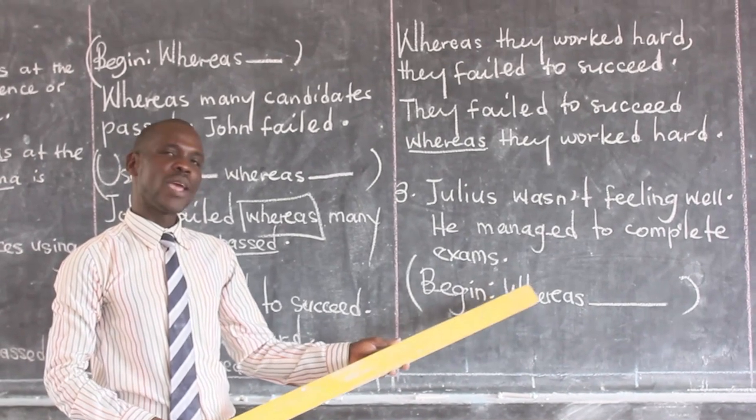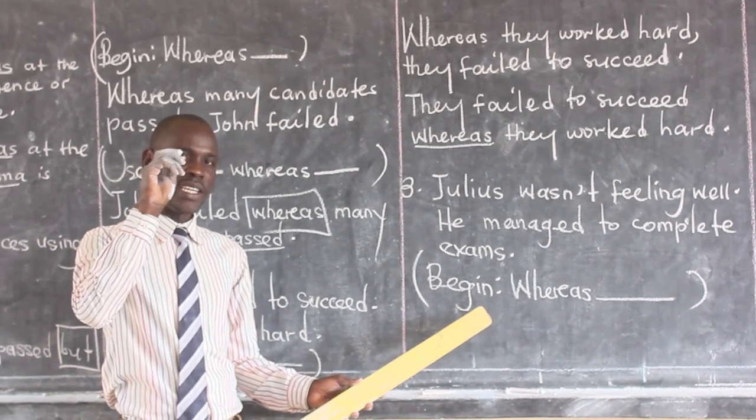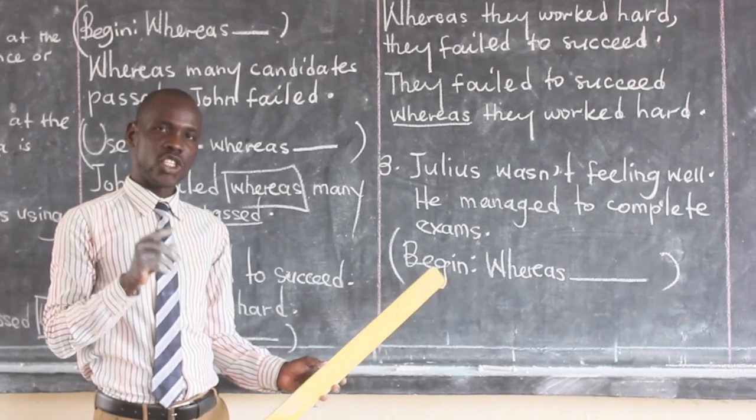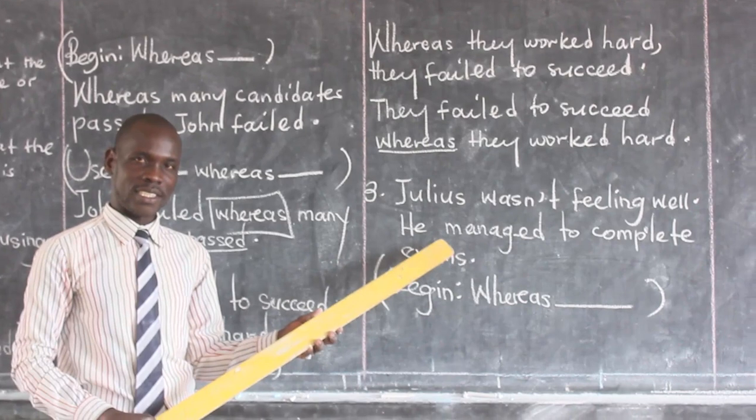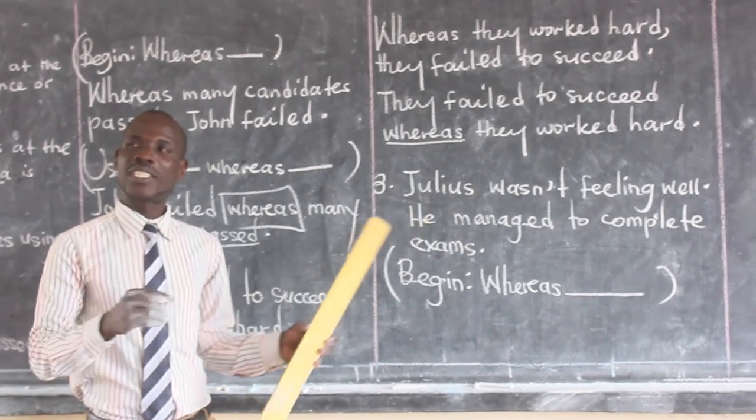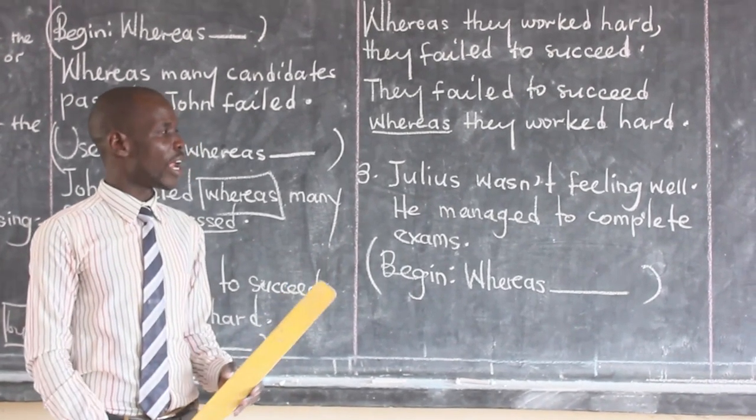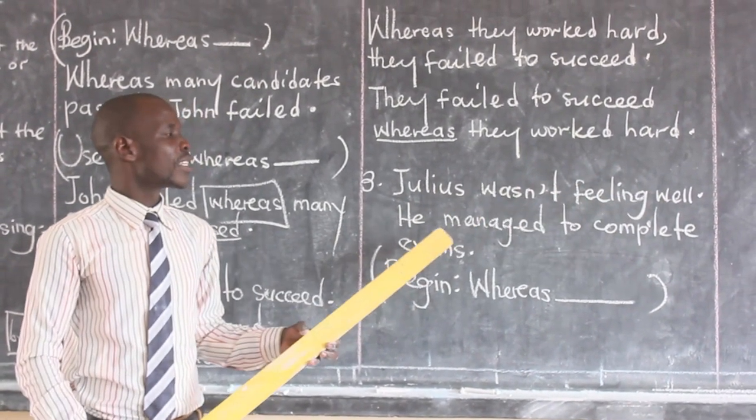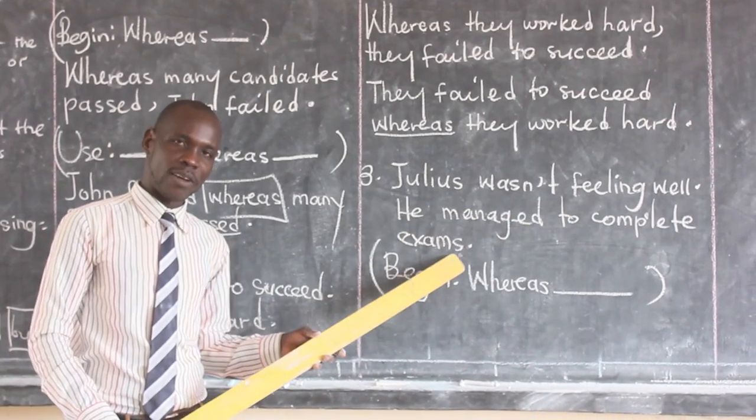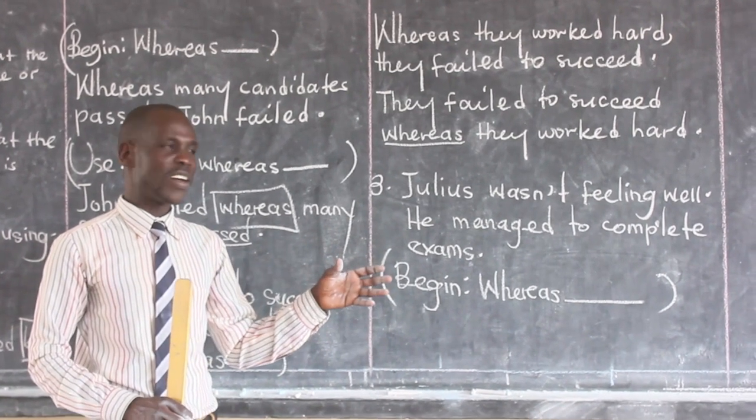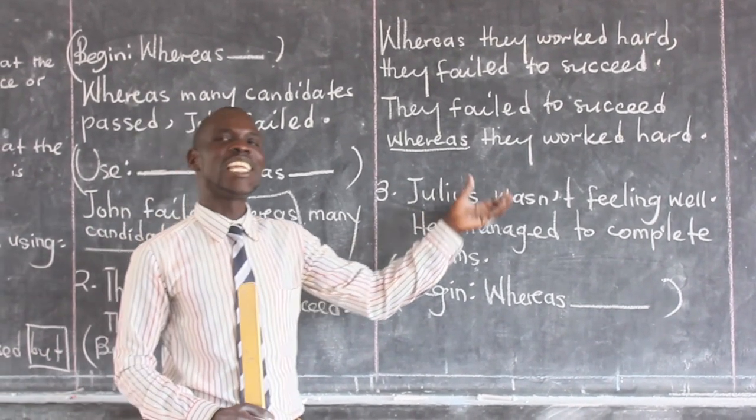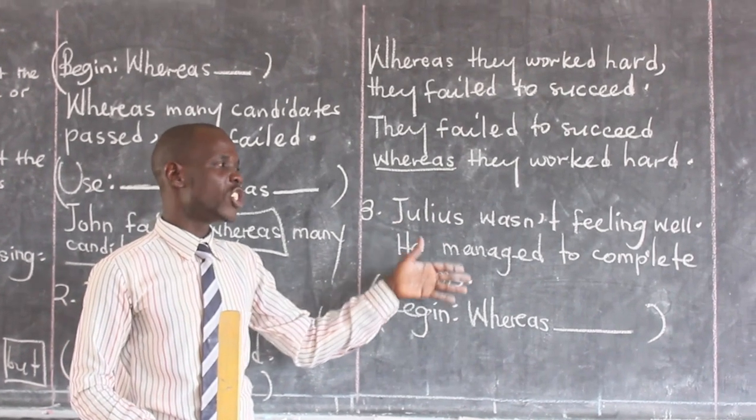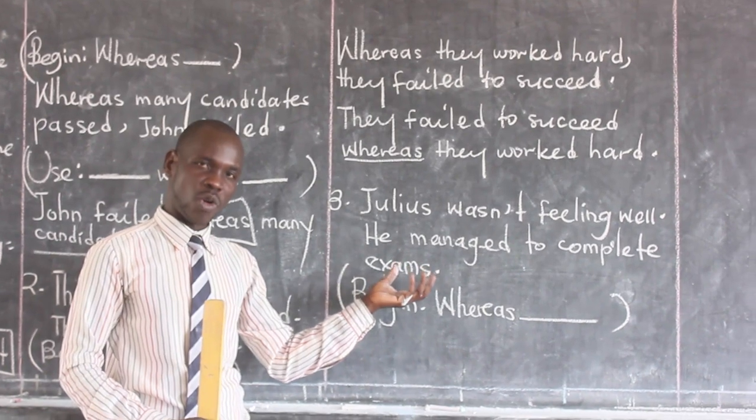Remember what I say, that when we are beginning with whereas, put in your mind that you need the idea of a comma. So the idea of a comma comes in your mind. Then again, the other thing you need to know is to read the two sentences, analyze them, and ask yourself which action comes in first. For example, now here, if we say Julius wasn't feeling well, Julius managed to complete exams. If you analyze, you will discover that Julius not feeling well comes first. So that is the first action. Then Julius managing to complete exams comes to be the second action.